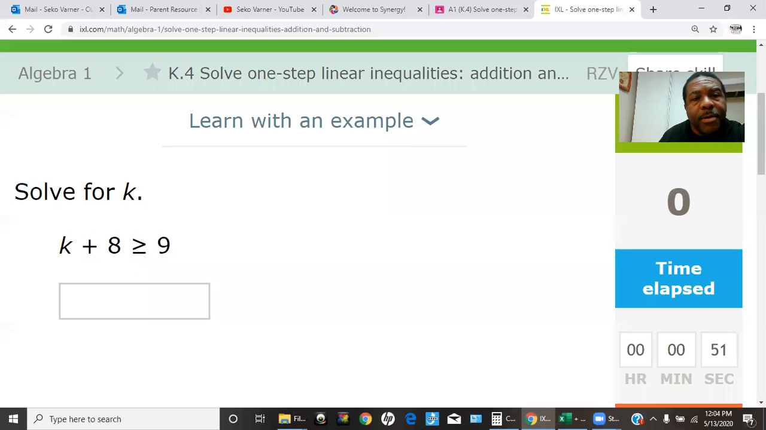K4 IXL. We can knock this out very quickly, okay? K4 IXL. We're going to solve one-step linear inequalities using addition and subtraction.